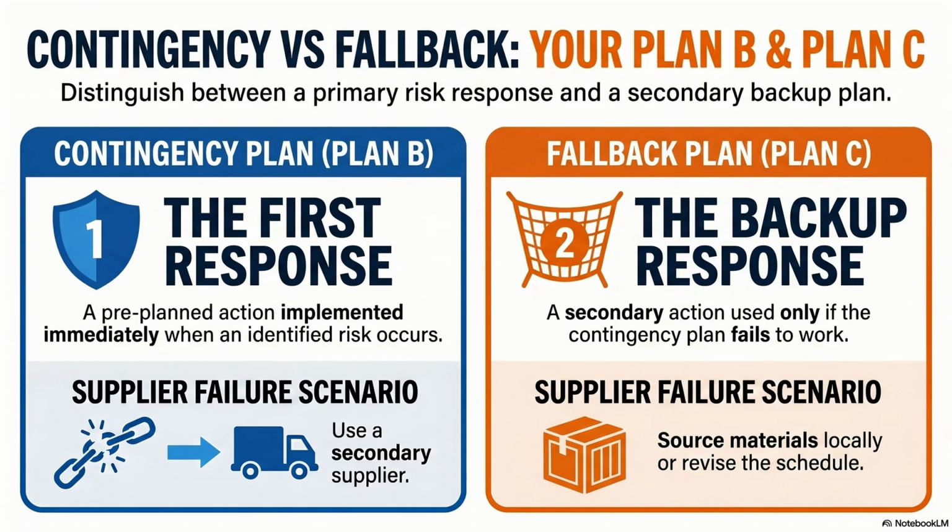So a simple way to understand this is: the contingency plan is the first response, while the fallback plan is the backup response. This distinction is important because some risks, especially critical risks, may require more than one level of response. Good risk planning does not stop at having only one option. Sometimes we also prepare for what happens if the first option does not work.